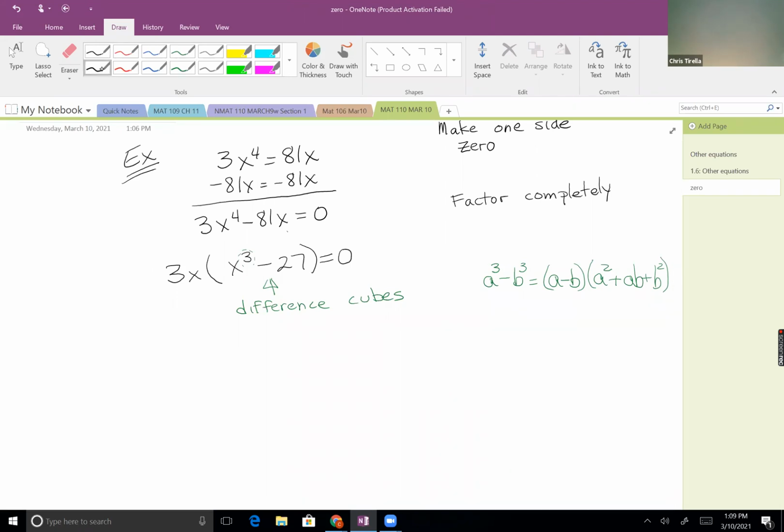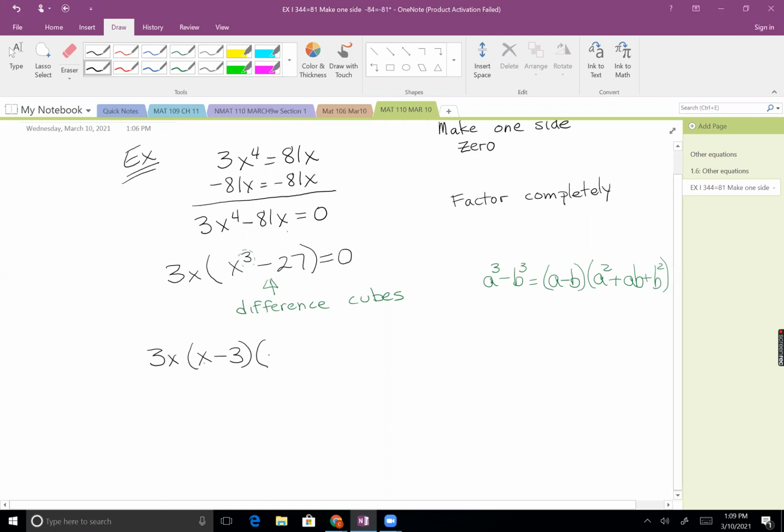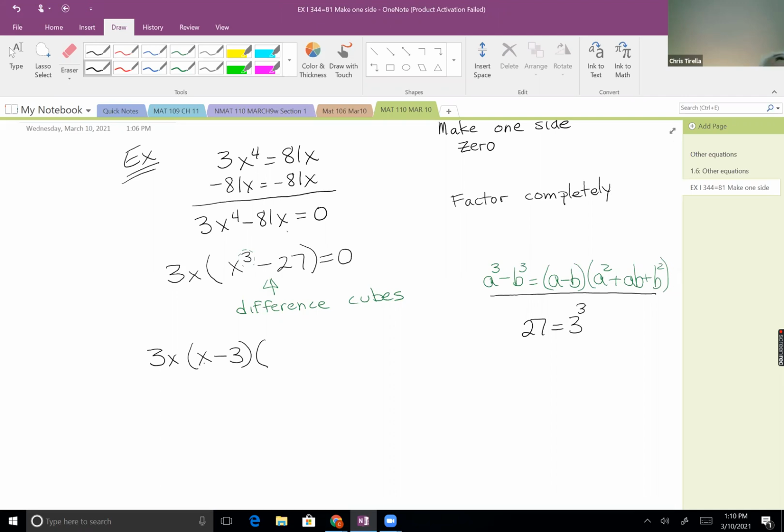So as I go through and factor this, I don't want to lose my common factor of 3x. That difference of cubes, well, that's x to the third minus 27, which is 3 to the third. I apologize, I wasn't clear on that. Does everybody recognize that 27 is 3 to the third?